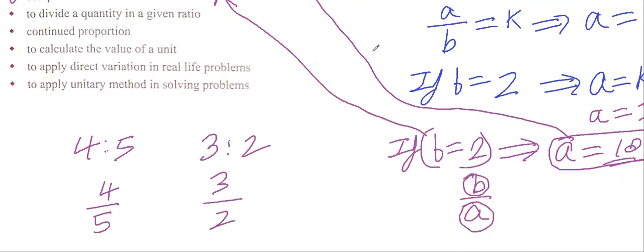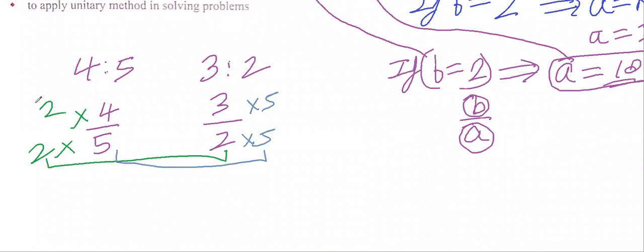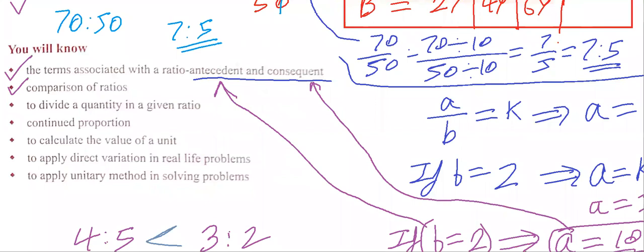Then you will take the LCM of denominators, or you can also multiply by 2. Why? Because 2 is here, and here you can multiply by 5. Here also you will multiply by 5, because 5 is over here. So what you will get? You will get 4 twos are 8. This 8 you will write here, and 5 threes are 15. This you will write here. You will observe that 8 is less than 15. So you can say that 4:5 ratio is less than 3:2. Got it? Yes, it is easy.